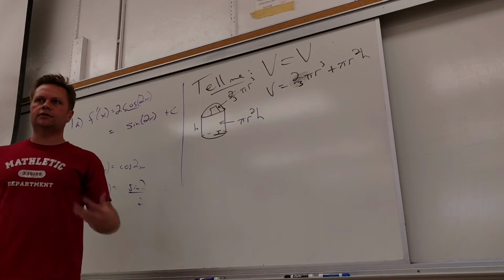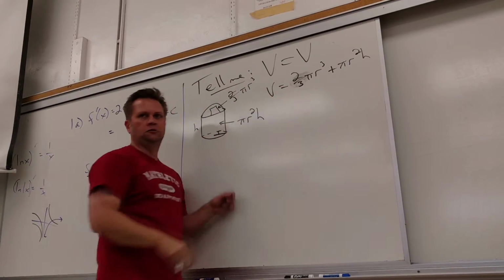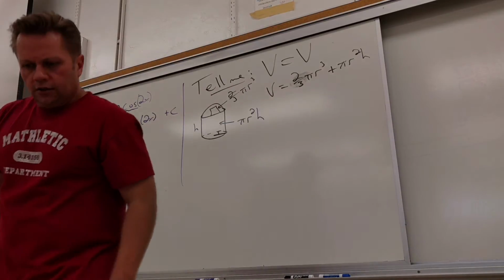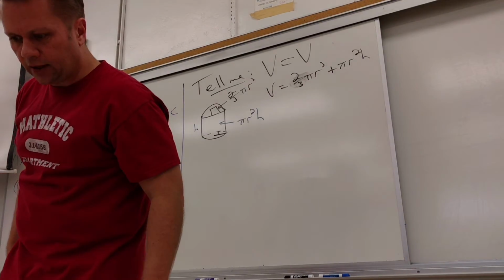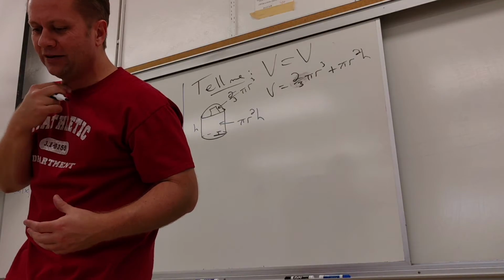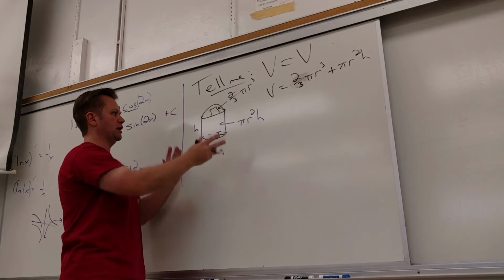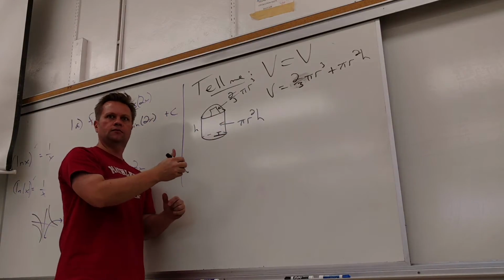Alright, so this is what they tell me: that the volume is V. Then they asked me what dimensions will require the least amount of metal. So how do I construct this thing? What kind of surfaces do I need?